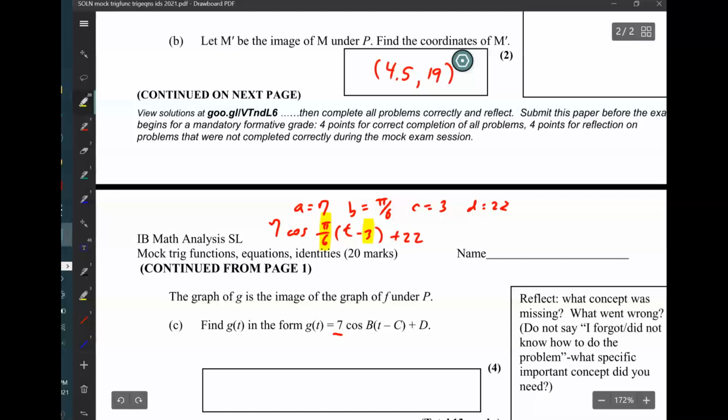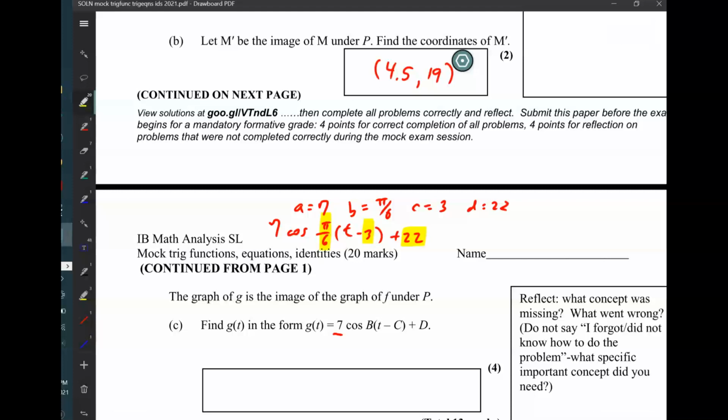Is the horizontal translation going to be affected? Yes, because we are going to be translating it 3 to the right, right? And finally, is the D value going to be affected? Yes, it will, because we're going to be translating it 10 units down.